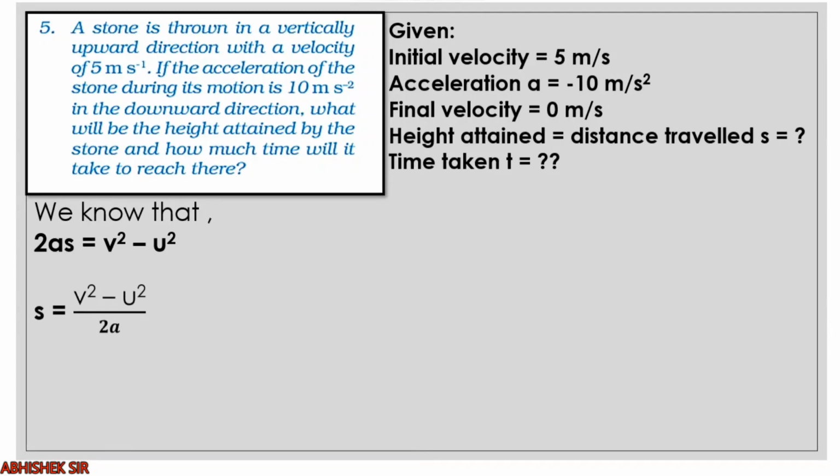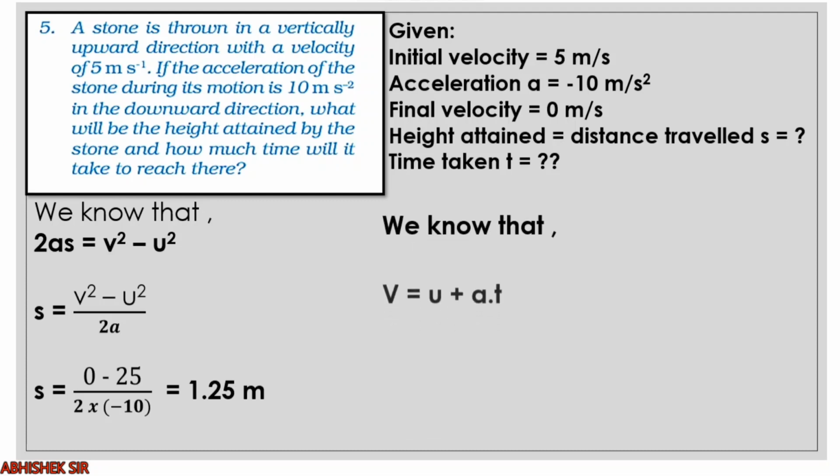2a will go below. What is v? v is 0. u square, 5 square, is minus 25. 2a is 2 into minus 10. So ultimately it will be minus 25 upon minus 10. That means 1.25 meters. Moving ahead, let us find the time.